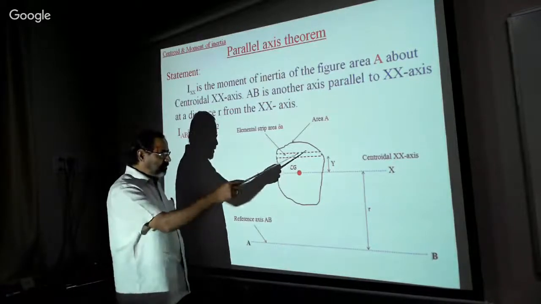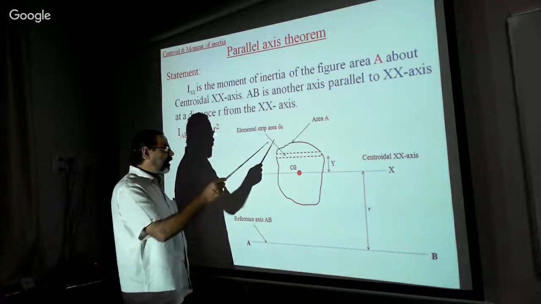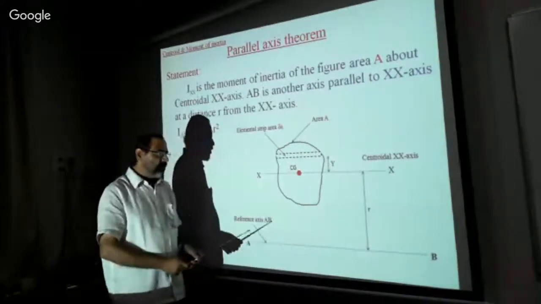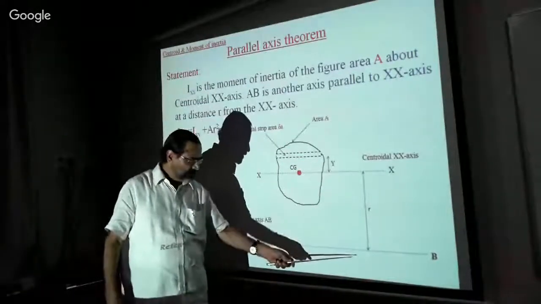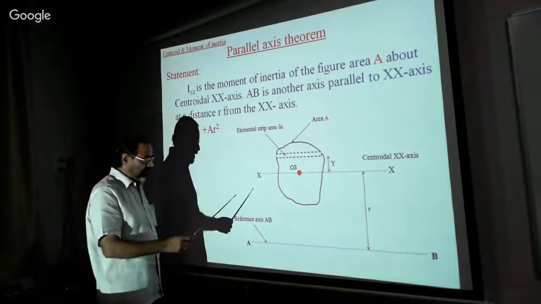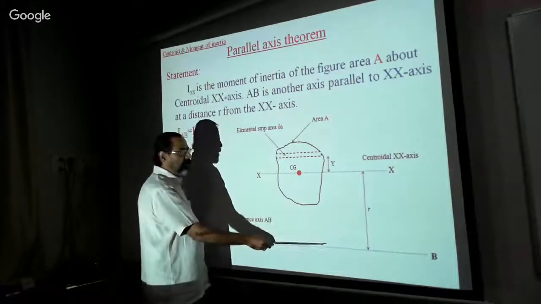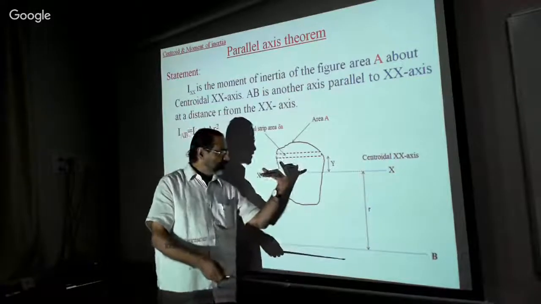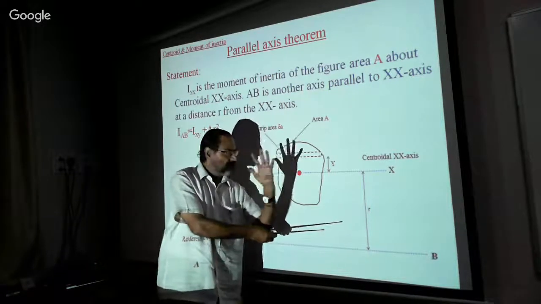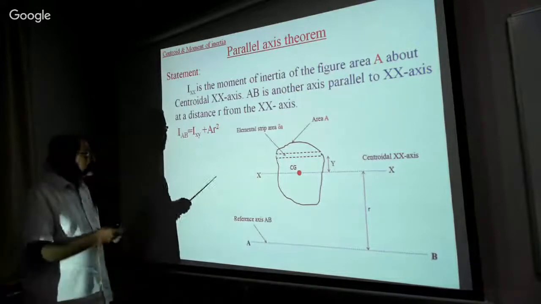A plane figure having centroid, area A, and the x-axis is the centroidal x-axis, and AB is another axis parallel to the x-axis at a distance y. Then the moment of inertia of this plane figure about AB depends on how the figure behaves with respect to this reference axis, that is AB. Now, that is how we can calculate.